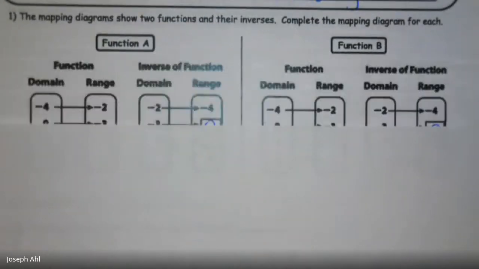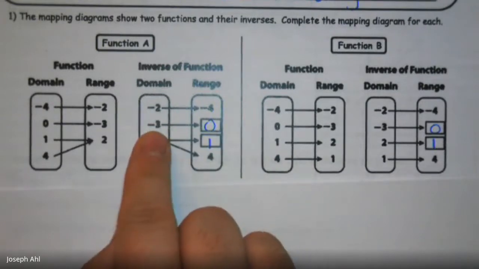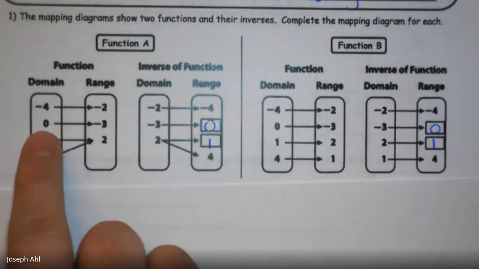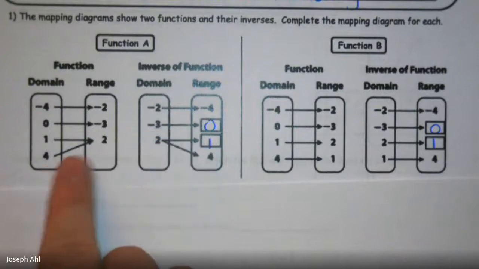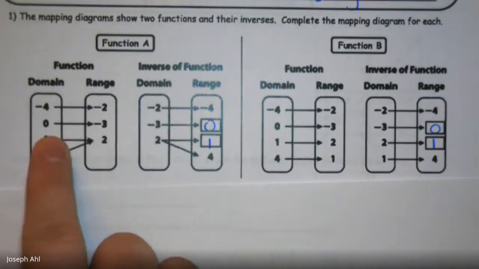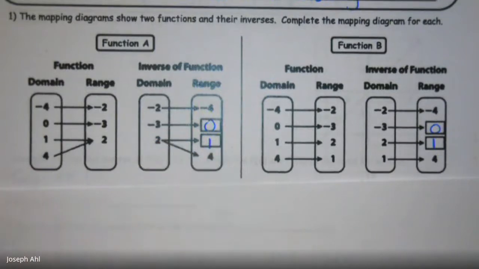Okay, so here's what we got for function A. The inverse function, the domain value of -3 would map onto 0, right? Because originally the domain value of 0 mapped onto -3, so it switches for the inverse. And if you look at function A, the range value of 2 going backwards should map onto 2 elements of the domain. So now if it's the domain value of 2, it's going to map onto 2 elements in the range.